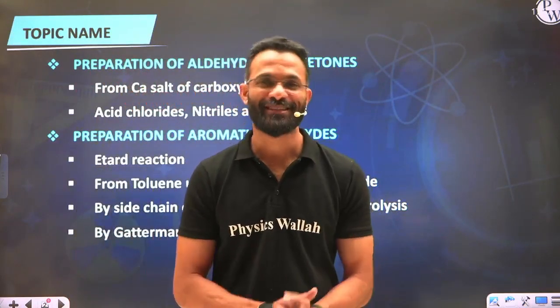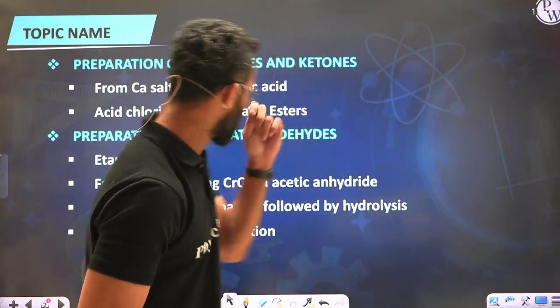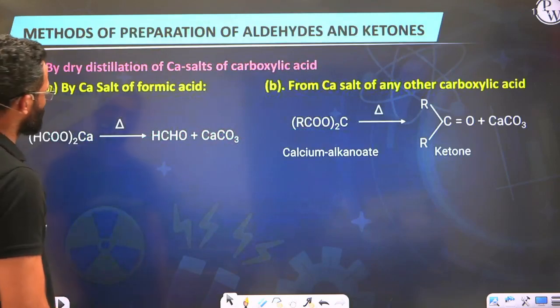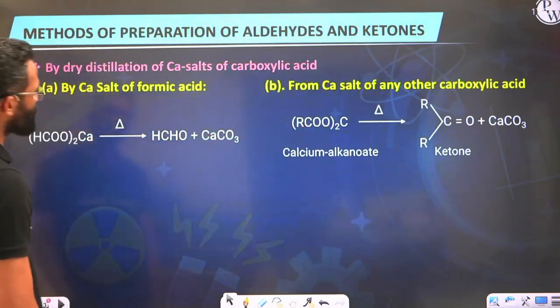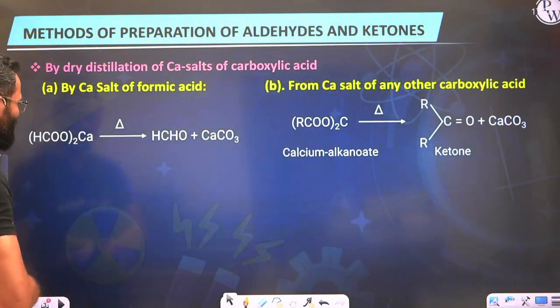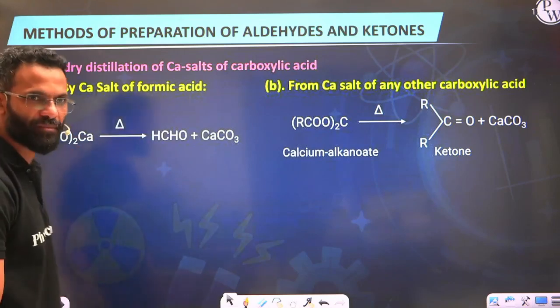So dear students, are we all ready to go ahead? Yes? Super. So let us start with the first reaction, that is preparation of aldehydes and ketones from the calcium salt of carboxylic acid. So we're going to heat the salt of carboxylic acids, of course calcium salt of carboxylic acid, to prepare corresponding compounds.